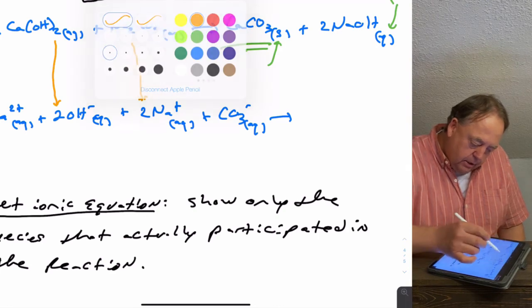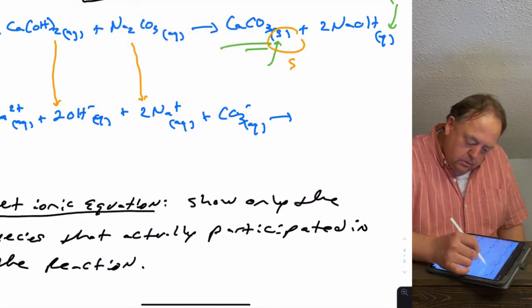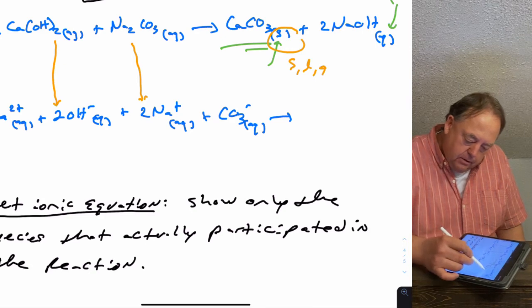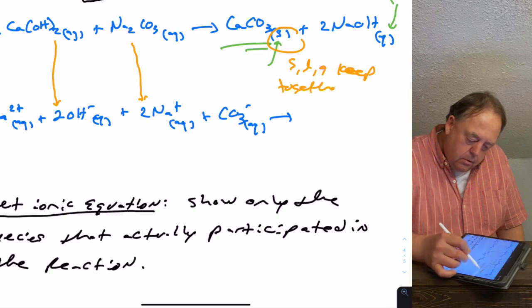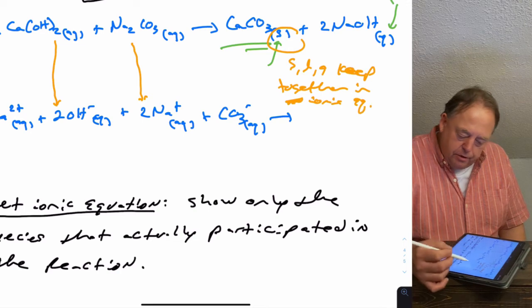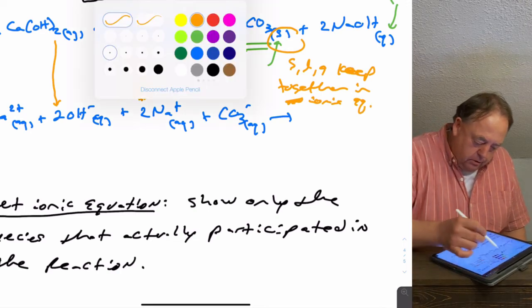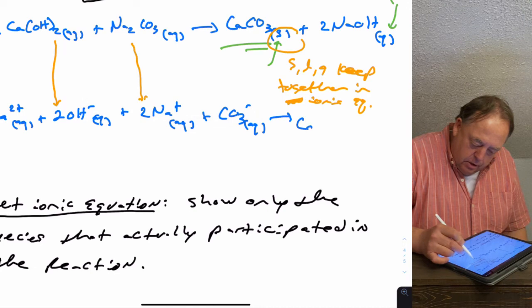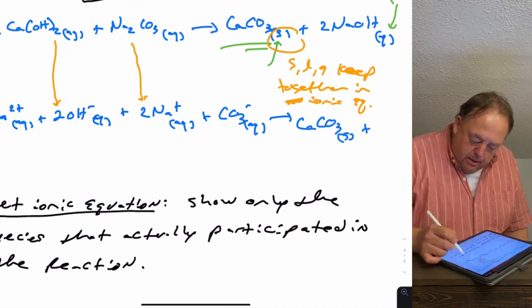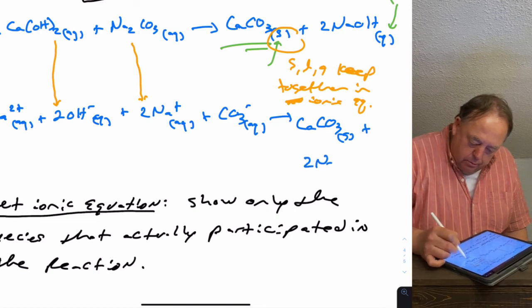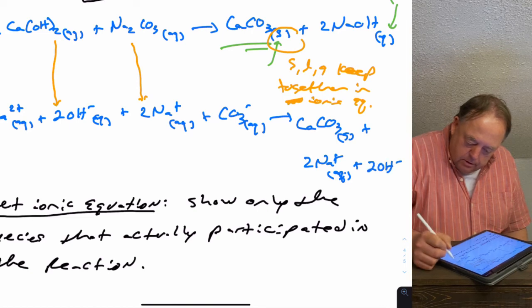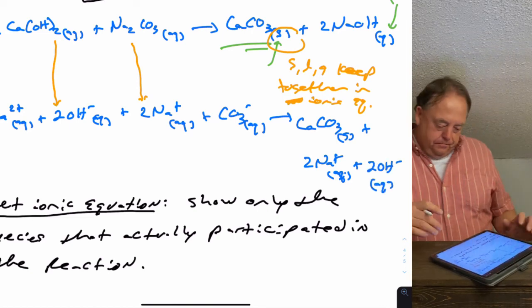And since this is solid, so if it's solid, liquid, or gas, then you're going to keep it together in an ionic equation. So this is still not written in the ionized form. Keep that together. And then 2 Na plus aqueous plus 2 hydroxide aqueous.